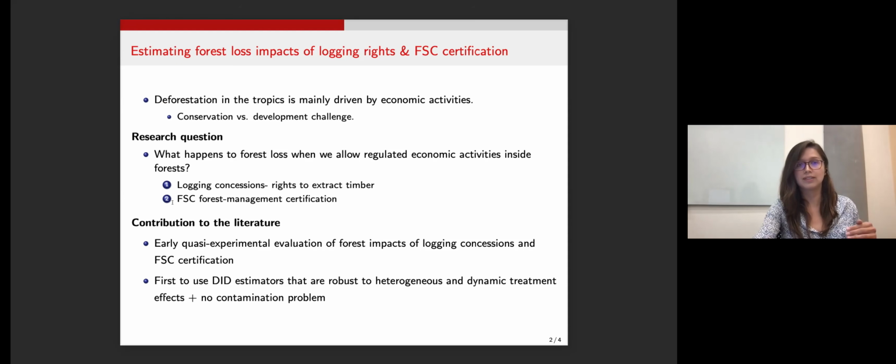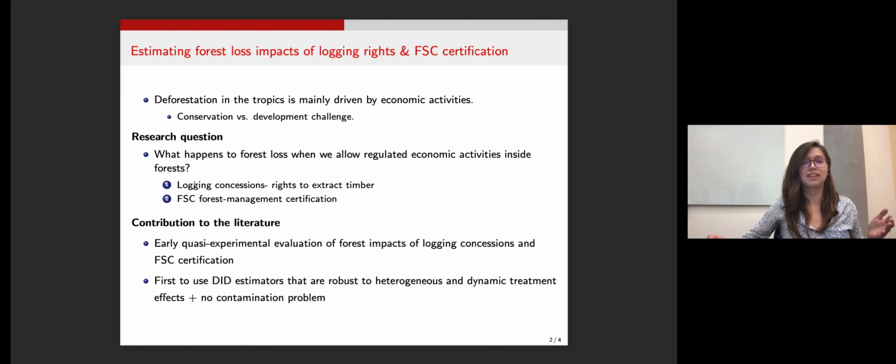And the second treatment is that some of these logging concessions can decide whether to get a third-party certification from FSC to certify that they are following more sustainable forest management practices. And that can help maybe sell their products in export markets. So this would be the second treatment. And the answer is not super obvious. As you know, in many developing countries, rules are not well enforced or monitoring is super hard. Imagine the Amazon.